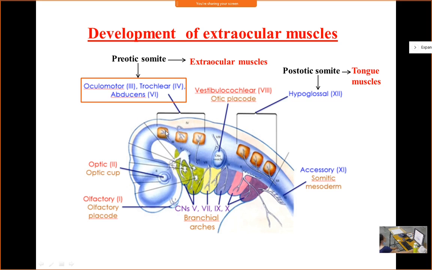From the first pre-otic somite, 5 muscles are formed, and they are supplied by the oculomotor nerve. From the second pre-otic somite, only the superior oblique muscle is formed, and that is supplied by the trochlear nerve. From the third pre-otic somite, the lateral rectus is formed, and that is supplied by the abducens nerve. So these pre-otic somites are supplied by 3 nerves, the third nerve, fourth nerve and the sixth nerve, and they will supply the extraocular muscles. The post-otic somite gives rise to the tongue muscles, which are supplied by the hypoglossal nerve.